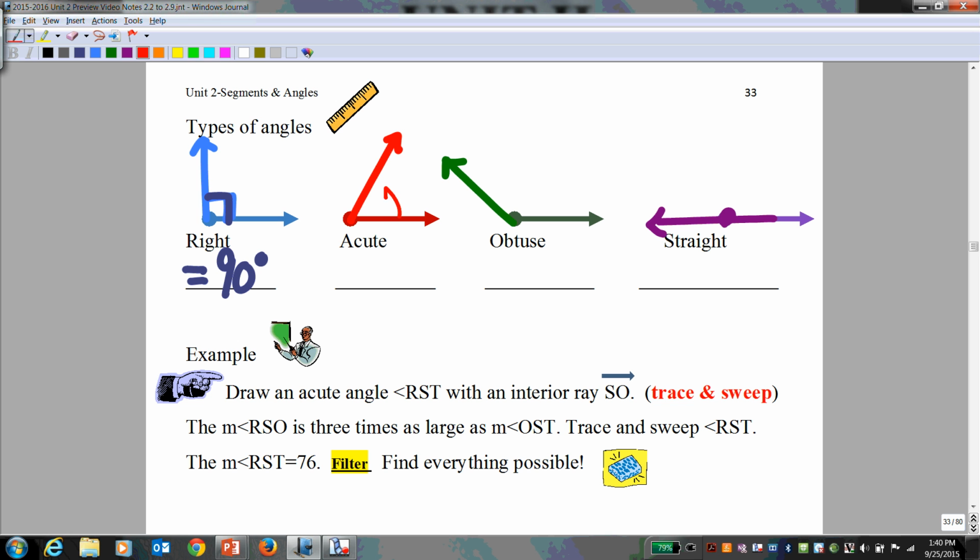An acute angle is less than 90, obviously. And just to remind myself that it's a smaller angle, I usually pronounce it acute, like a cute little angle. Versus obtuse, which I pronounce obtuse, like big angle. It's bigger than 90.